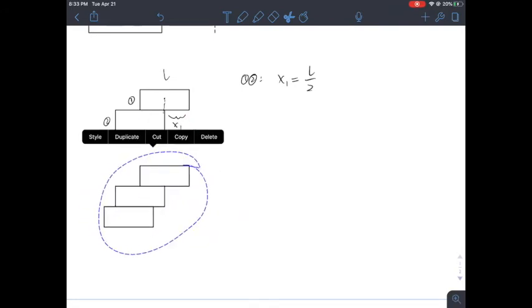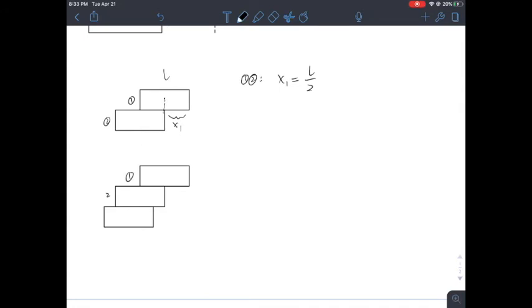Then let's think about the 3 block situation. As we have the first block, second block, third block, the distance between the first block and second block is x1. The distance between the second block and third block is x2.